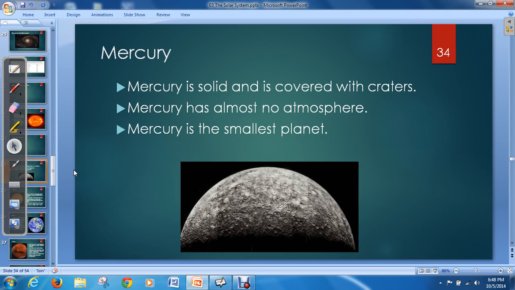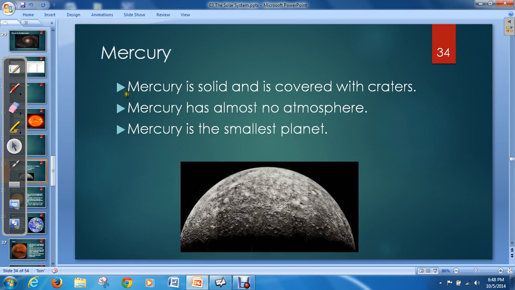It is solid and covered with craters, has almost no atmosphere, and it is the smallest planet. And if you look at the word Mercury in Roman mythology, it's the messenger god, which makes sense to the Romans at the time because Mercury looks like it's the fastest moving planet in the sky to the naked eye. And so they had this vision of the fast-moving messenger for the gods, and so they named the planet Mercury.